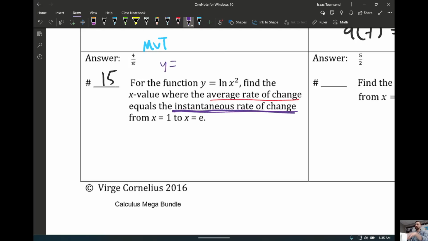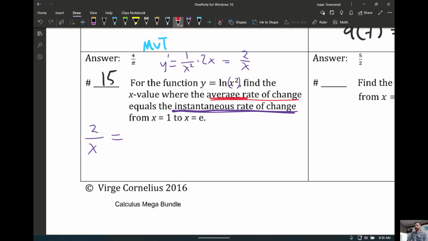So, if I take the derivative of this, I would get 1 over x squared times 2x because of chain rule. This x squared is trapped inside of the natural log. And then when you reduce that, it's like 2 over x. So there's instantaneous rate of change. And we're supposed to figure out where it equals the average rate of change.